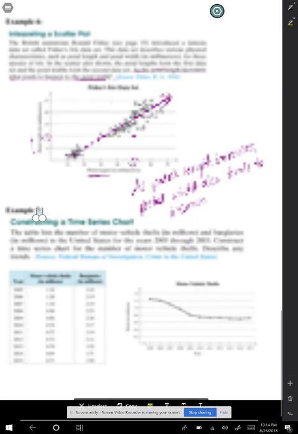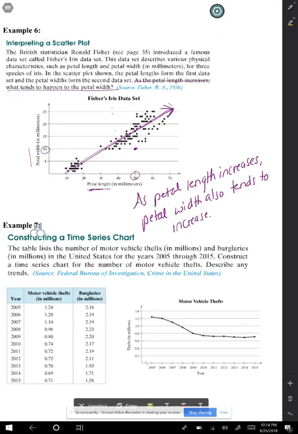All right, and then the last one we're going to look at is the time series chart. And a time series chart will always use time, and it may be minutes, hours, months, days. In this case, we're looking at years. But going across the graph, this will always be time, and that's why it's called a time series chart. And what we're looking at is the number of motor vehicle thefts and burglaries in the United States for the year 2005 through 2015. So in 2005, it looks like we have 1.24 vehicle thefts.